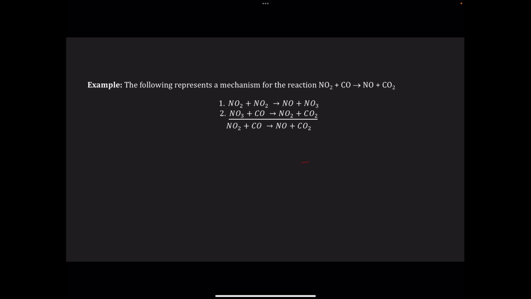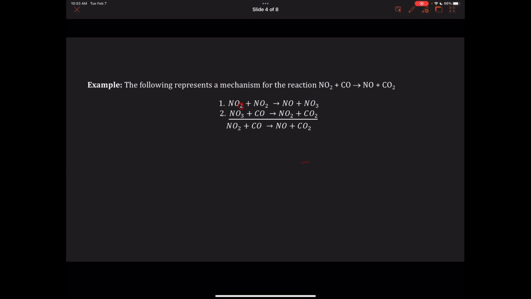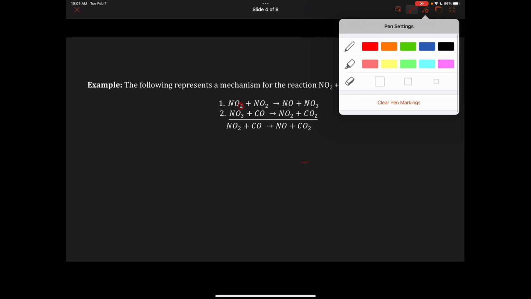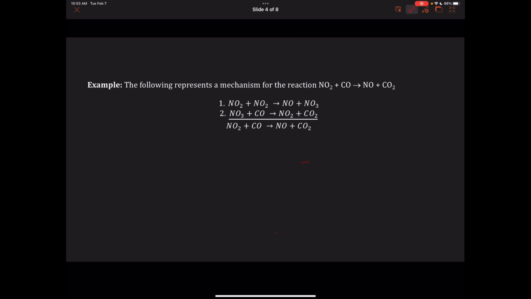So this is indicating that what would have to happen is the NO2 would react with another NO2 molecule. That's going to result in transferring an oxygen. So one of the oxygens on that NO2 is going to get transferred to the other NO2, forming an NO3 and NO. It's the NO3 that turns around and reacts with the carbon monoxide in step 2 to produce NO2 and CO2. So in this setup, steps 1 and 2 here, these are our elementary steps.